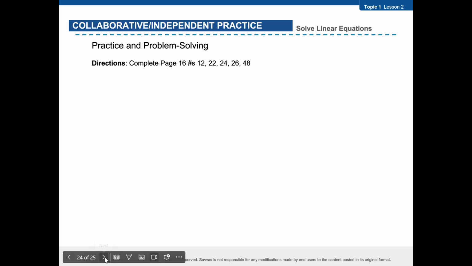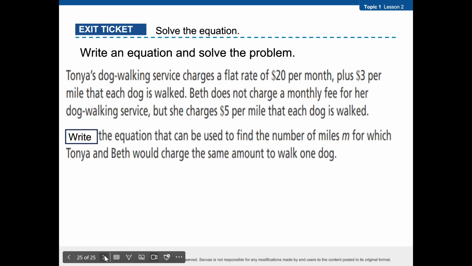You can work on these on your own for practice. And this was a ticket out. Write and solve an equation and solve the problem.